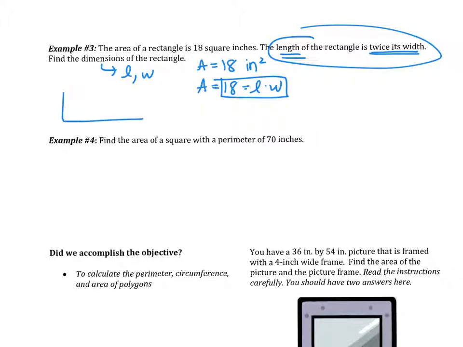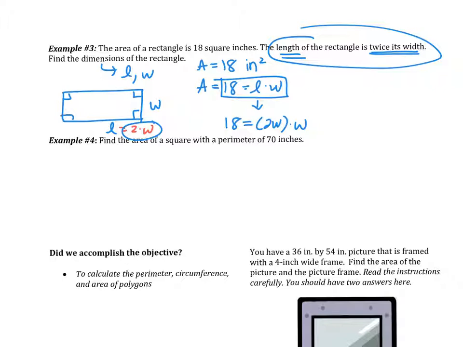So what I'm going to do is draw myself a rectangle. And now I have my length and I have my width. Okay, so then here's what's important. The length is twice the width. So if I'm finding the length, it's twice the width. I'm taking the width and I'm multiplying by 2. So instead of length, I can do twice the width. Now that's helpful. If I go back to this formula, I have 18 equals the length, which now I know is twice the width, and then I have the width.